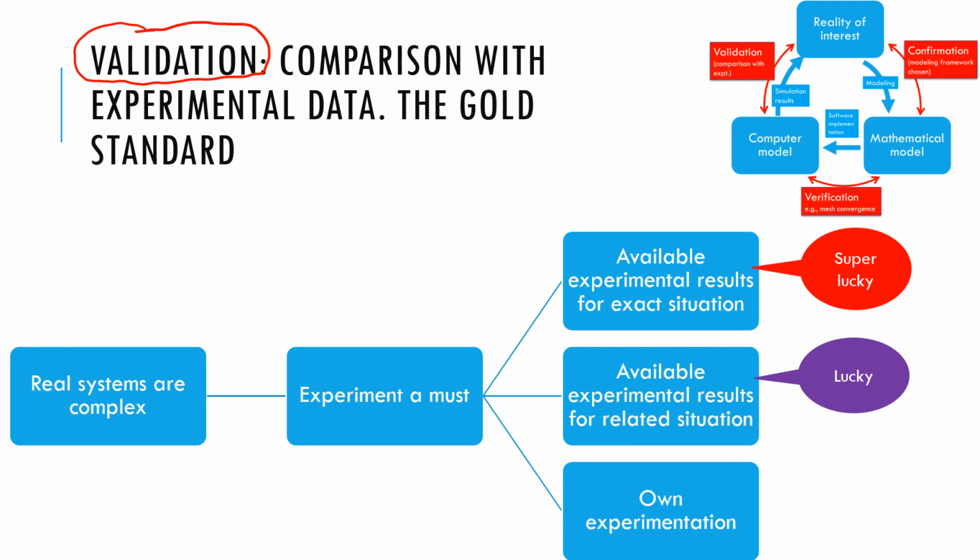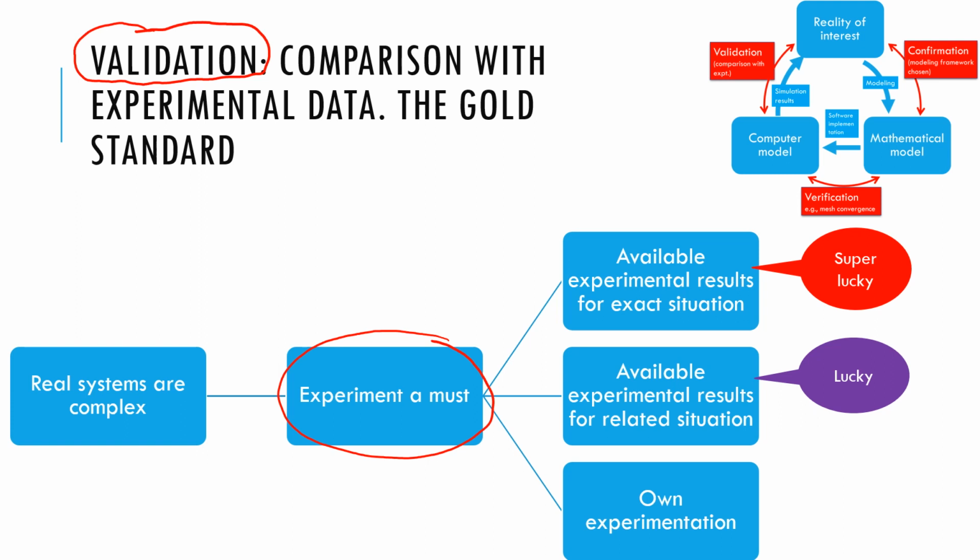So real systems are complex, and it's very hard to capture everything in a model. It's almost never possible to completely capture it. Therefore, experiment is a must. It is the most powerful way to validate.